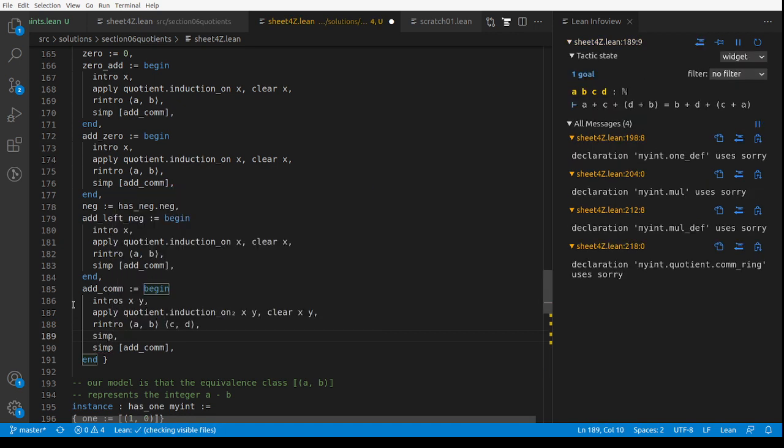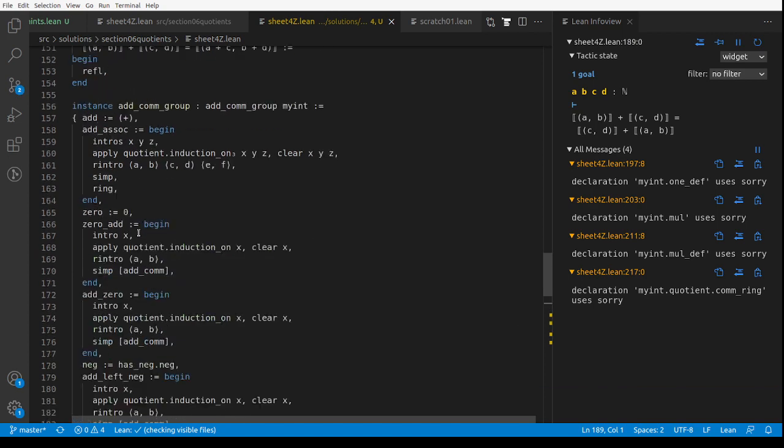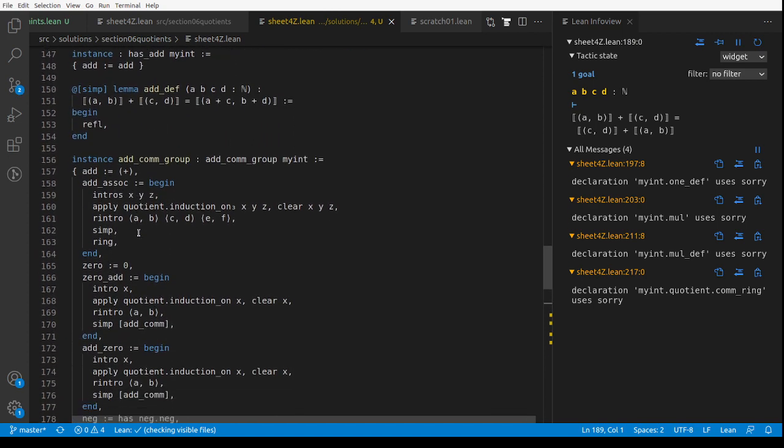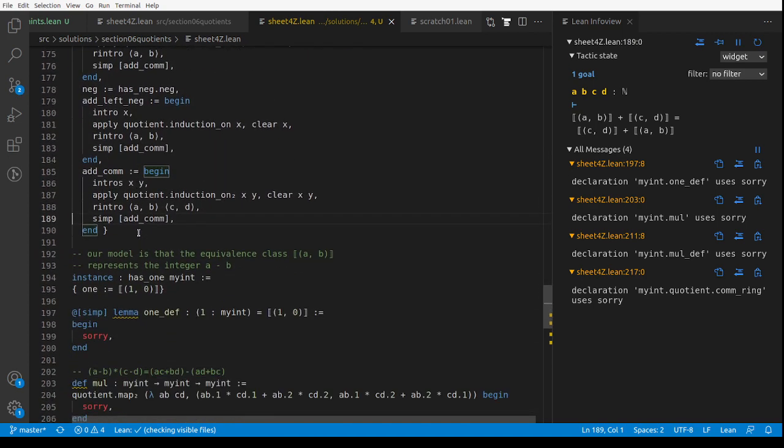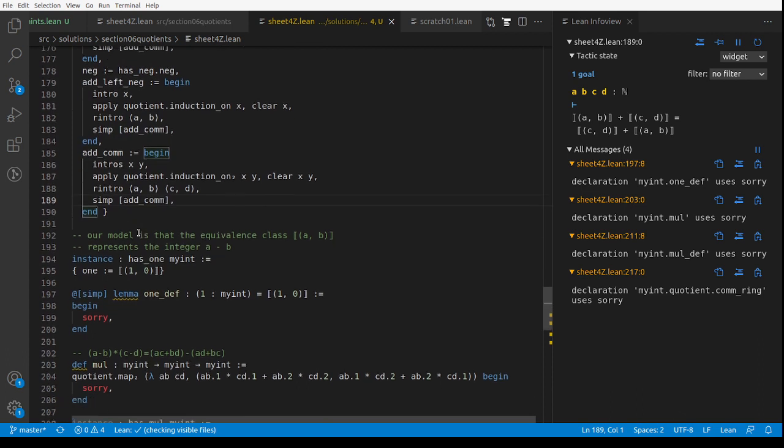It boiled down. Oh wow! It boiled down to something quite complicated. In fact, I'm quite surprised that simp addcom does that. But apparently it does, so let's not complain. And that's the proof that the integers are an additive group, a commutative group under addition.